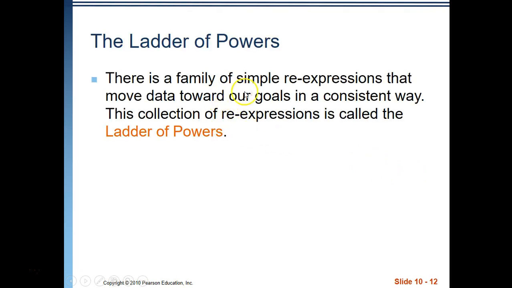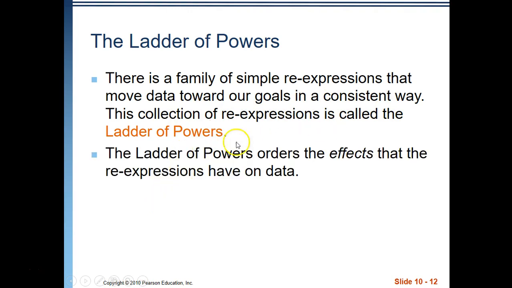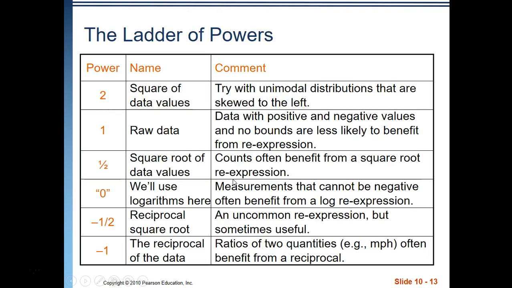There is a family of simple re-expressions that move data toward our goals in a consistent way. This collection of re-expressions is called the ladder of powers. The ladder of powers orders the effects that the re-expressions have on data. So for example, power 2, the name says it, square the data values. Try this with unimodal distributions that are skewed to the left.